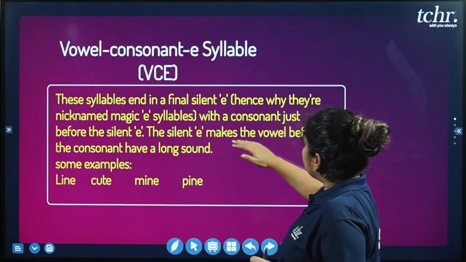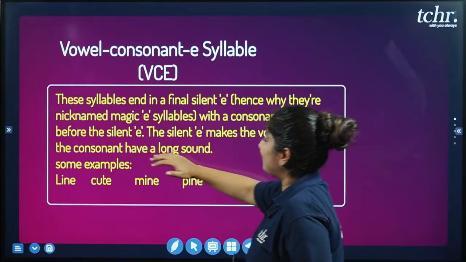The silent E makes the vowel before the consonant have a long sound.